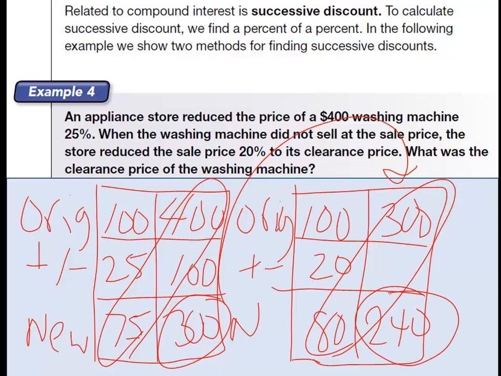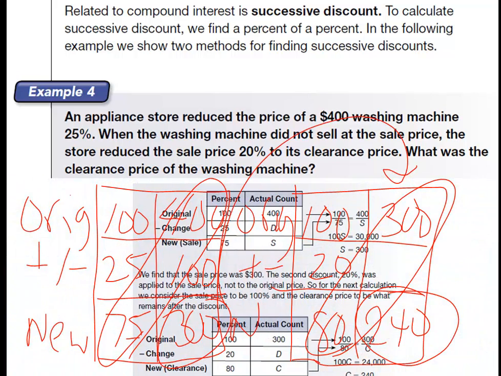So when you're doing successive discounts, you've got to do it twice. You do it once to find out what the price was after the first discount, and then you have to do a discount on the discounted price. Hopefully that makes sense. I think you can do the same thing because I know you know how to make these boxes.